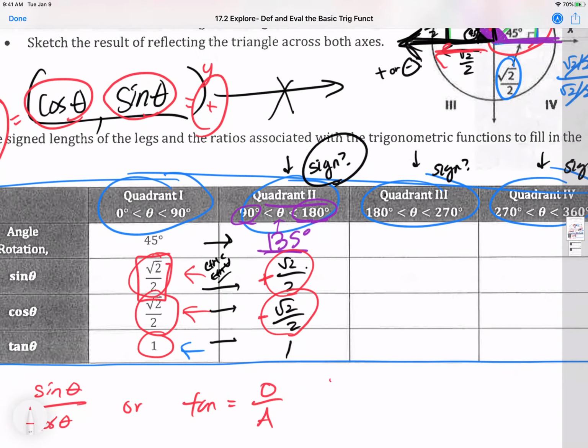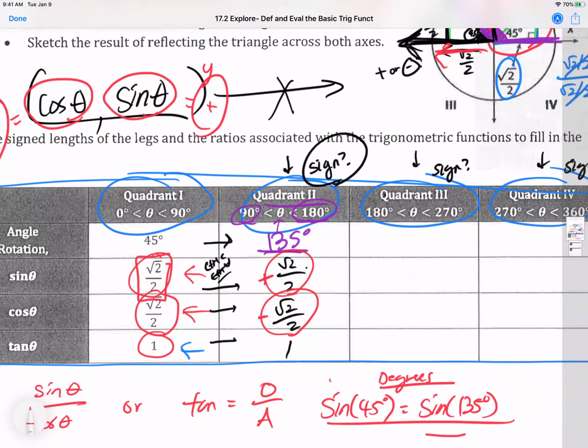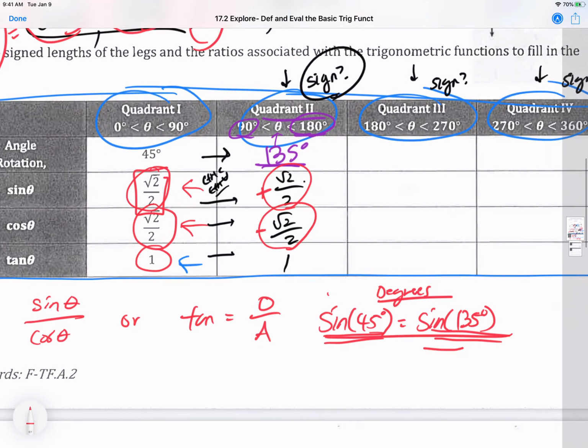And you can type this in your calculator and see in degrees mode. Please make sure it's in degrees mode. You will get the exact same thing. But if you type in, let's say, for example, cosine of 45 is equal to cosine of 135, you're not going to get the same number. Yes, it will give you the same number in terms of decimals, but it's not going to be the same sign.